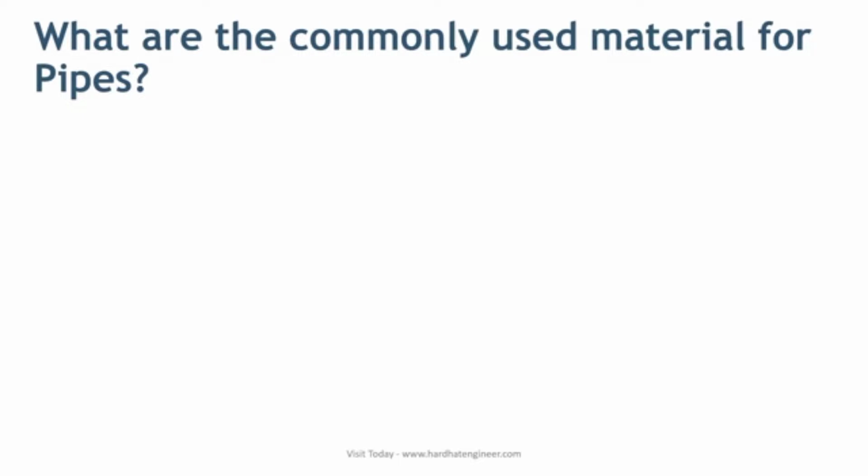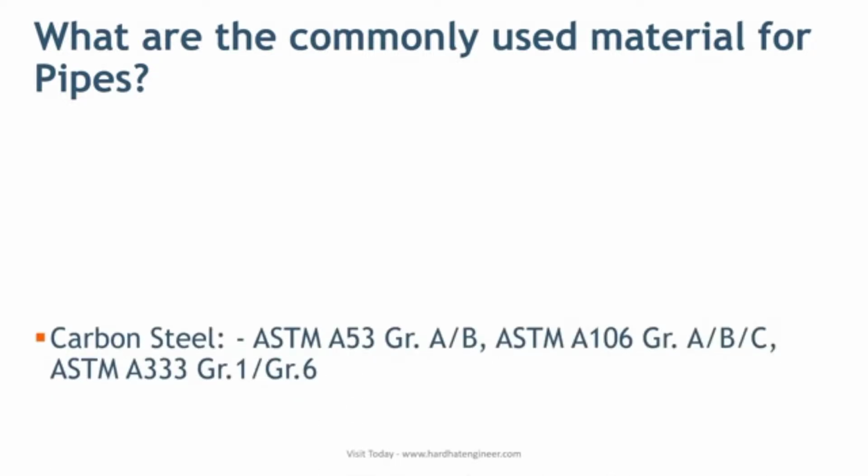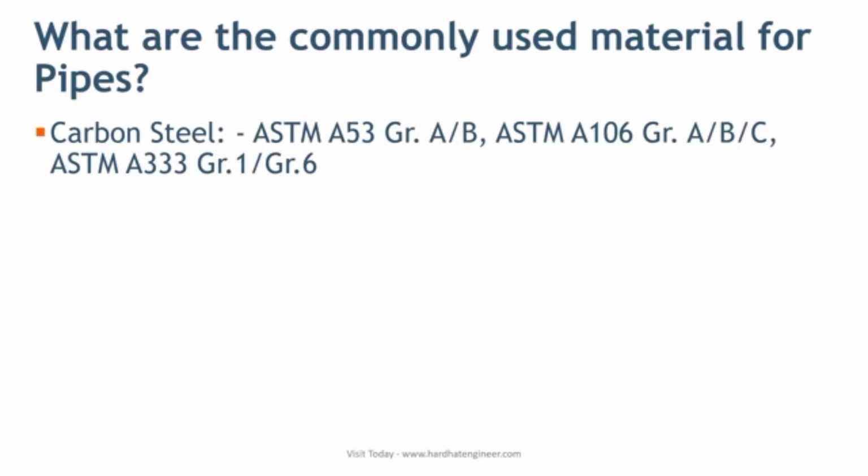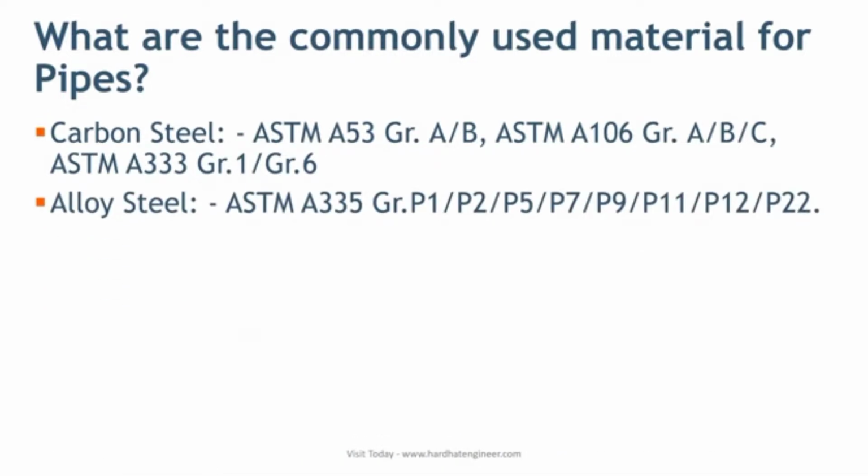Most of the standards that I have explained to you in earlier videos are used for dimensional inspection of the piping components. Some of them are also used for the design of the components. Let's have a look at some of the most common material grades that are used for manufacturing of piping components.